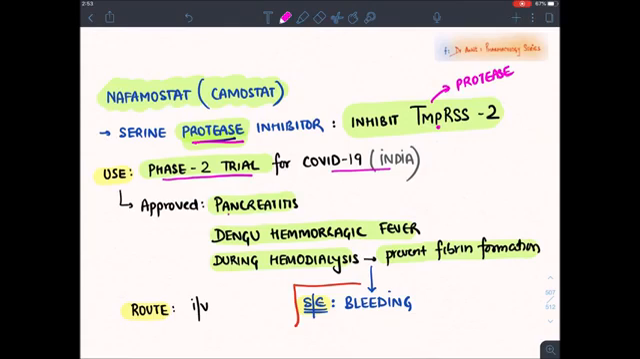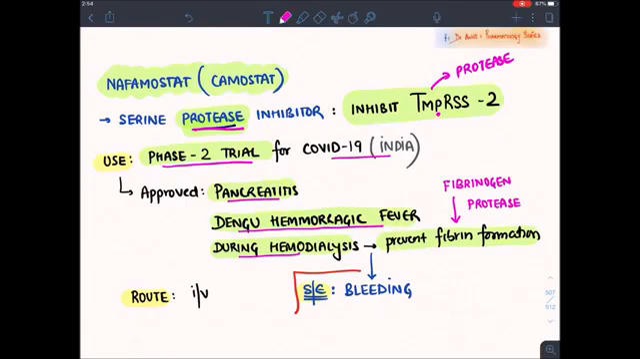But earlier this drug was approved for pancreatitis in Japan and dengue hemorrhagic fever, and during hemodialysis it is given to prevent clotting of blood because it inhibits fibrin formation. We know that fibrin is produced from fibrinogen. So fibrinogen forms fibrin and fibrin blocks a blood vessel. To convert fibrinogen into fibrin, we require a protease enzyme. And we know that nafamostat is a protease inhibitor. So the problem is if the fibrin is not produced, it will lead to bleeding because the function of fibrin is to stop bleeding. And this drug is given intravenously.